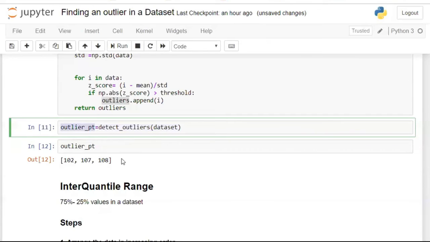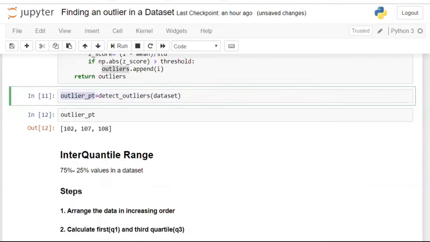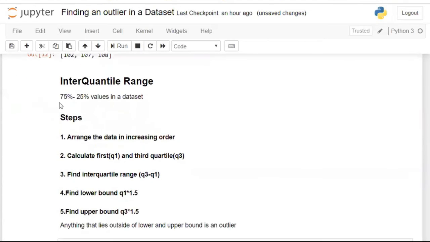If it is falling within the third standard deviation, I'm considering it. If it is not falling, I'm just considering that as an outlier. Okay. Now, the next point, I'm going to go with the interquartile range. Interquartile range is basically my 75 percentile value minus 25 percentile value.